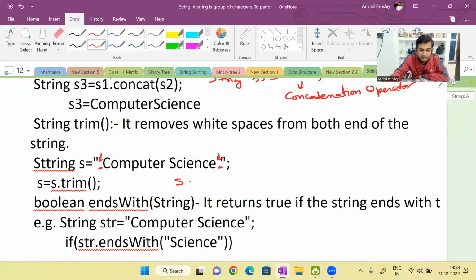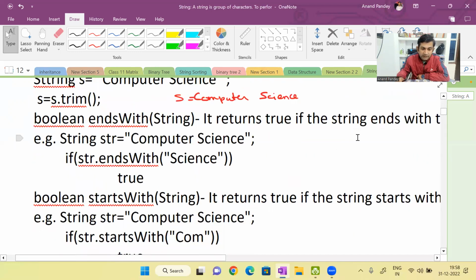Now the value of s will be what? Computer science. Like this, computer space science. After this, there will be no space. If there is a space just before here, and if there is a space here, all the spaces will be removed from both ends of the string by the trim function. Okay. I hope it's clear.